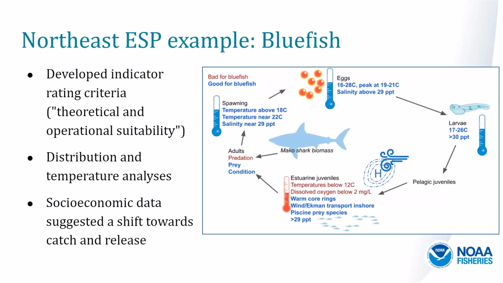And then finally, our socioeconomic indicators suggested that we might be seeing a shift towards a catch and release fishery because landings have decreased relative to catch. And this ESP did support some of the model choices about defining regions and seasons, time blocks, as well as beginning to track some environmental covariates that could be tested within the stock assessment model.